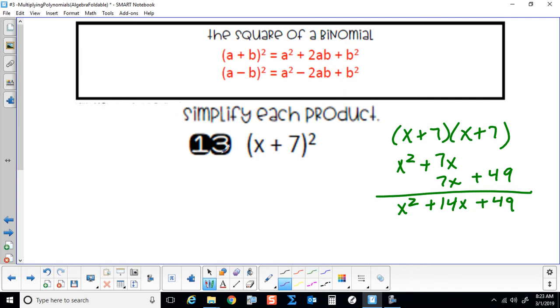So what we could think of this is we could think of the first term as a, which is x, and the second term as b is 7. And we can say a squared times plus 2 times ab. So 7 times x squared times 2, 14x, and then square the third term. So that's a little pattern we have there. So let's try that with number 14.